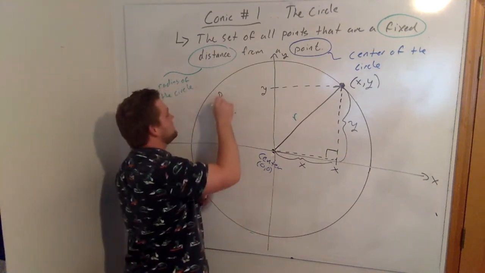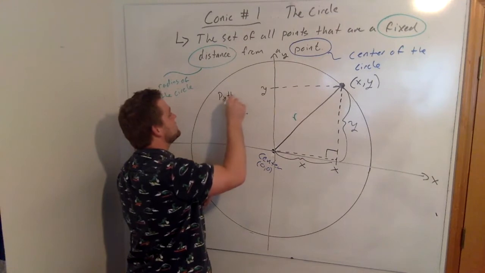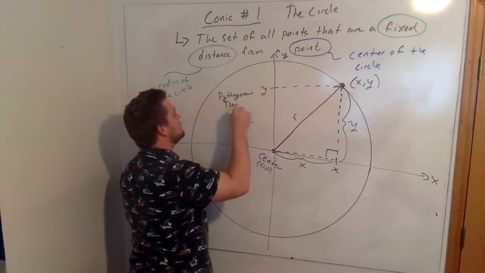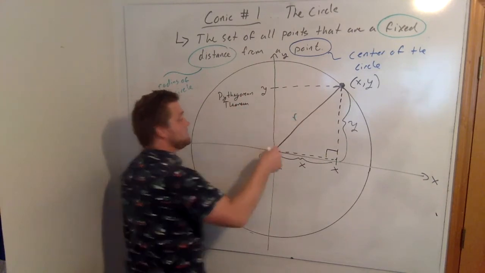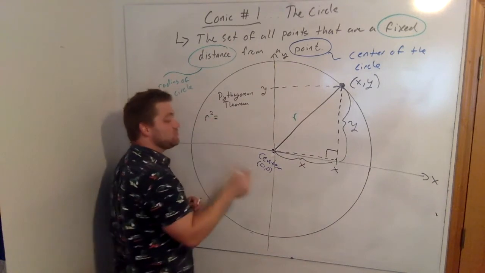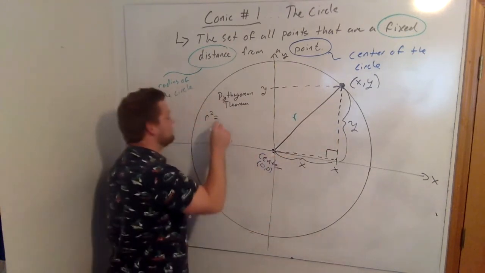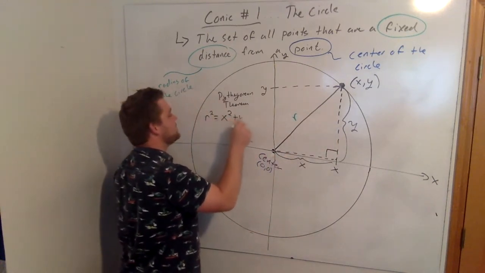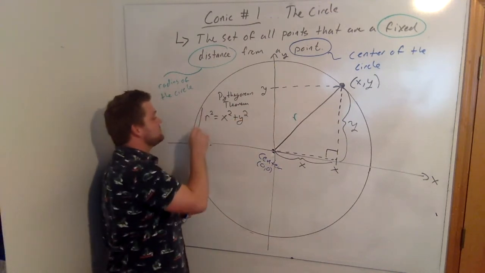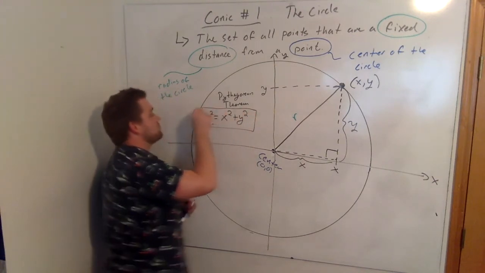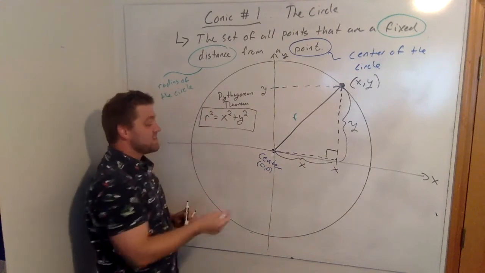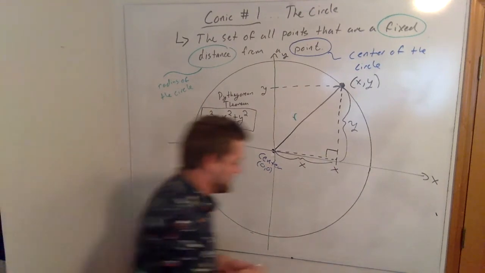So the Pythagorean theorem says that the square of the hypotenuse, which is r here, will be equal to the sum of the square of the legs, which will be equal to x squared plus y squared. So here we have it. This is the formula that describes a circle of radius r that has a center at 0, 0. We have a formula for it.